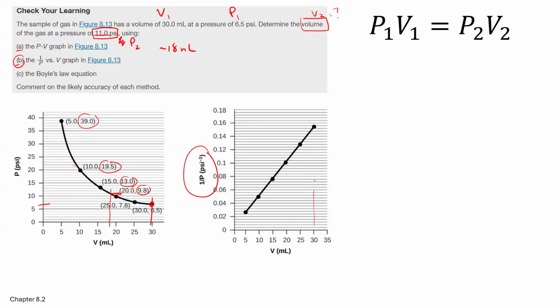So we'll say 30 mils, right? This is our initial one. And so this is going to be our PSI at 1 over PSI. It looks like about 0.15. That's not super important. What we want to do here is we want to do 1, and they're looking for volume. So we have to do 1 over 11. So let's check that out.